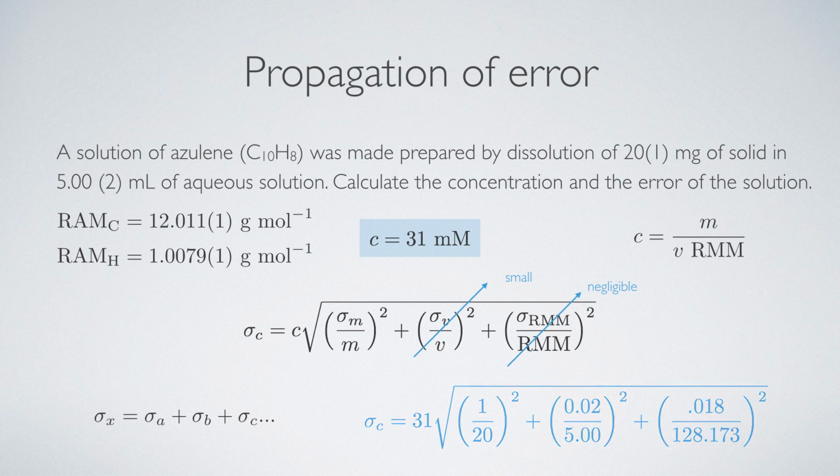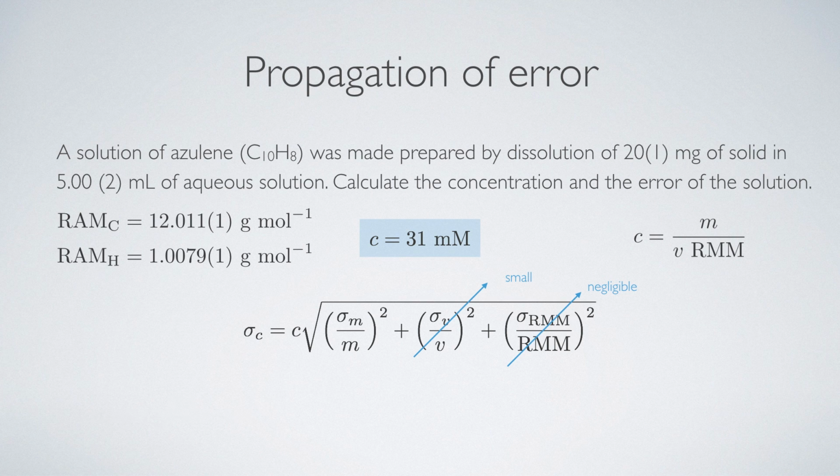So I can simplify this equation to just include the uncertainty on the mass term, because that 1 in 20 uncertainty of the mass is so huge. And when I calculate this value, this gives me an uncertainty of 2. Again, I've rounded up to only have one significant figure. And so my calculated value of concentration is 31 millimolar plus or minus 2.